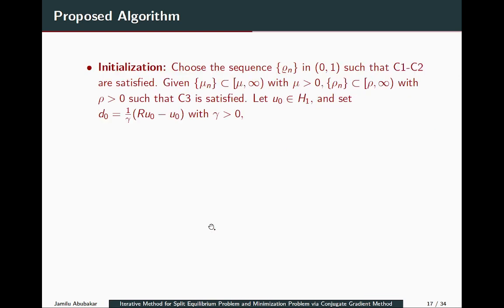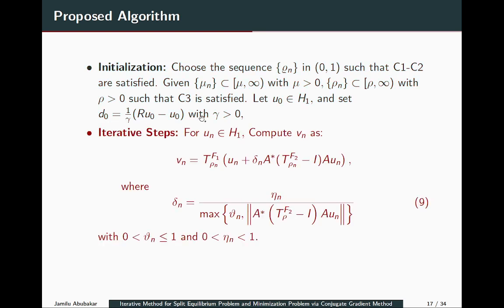So for the algorithm, these are for the initialization, we choose these sequences satisfying these conditions, and we choose another sequence also such that this C3 condition is satisfied. Now we choose a point in H1 and we define d naught by this. And for the iterative steps, for any un, we define vn by this and delta n to be given by this.